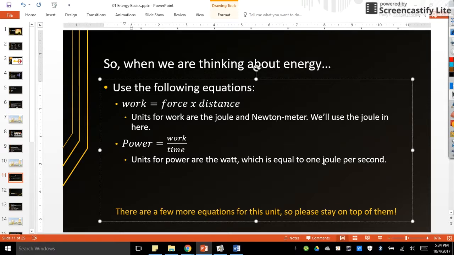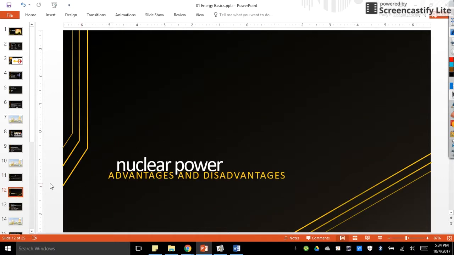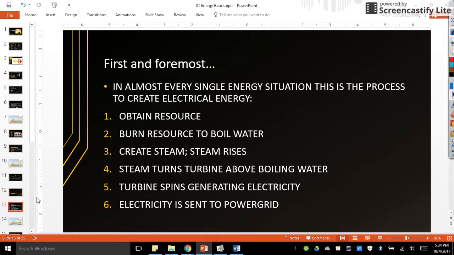So these are things that you need to memorize and know, but there are a lot more equations that come with this energy unit, so make sure you're getting these down now. So let's talk about nuclear power.